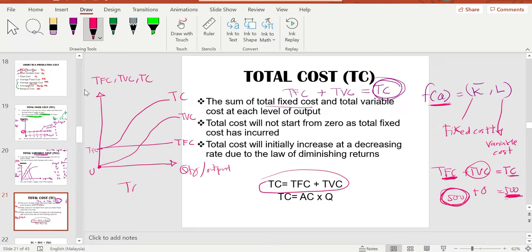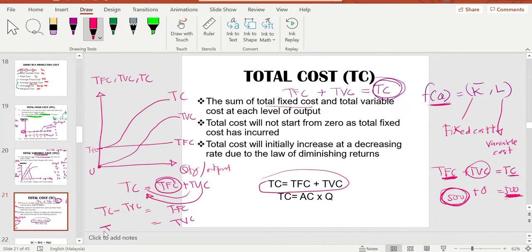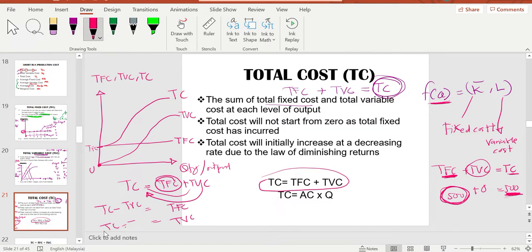It's basically as simple as, if you have TC equals to TFC plus TVC, kalau you nak cari TFC, you bawa ni ke sini kan. Nilai TFC is basically TC minus TVC. Bila tambah bawa ke sini, dia akan jadi tolak. While kalau you nak cari TVC is basically TC minus TFC. Okay, hopefully you are okay with that.